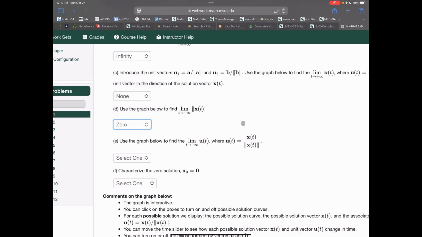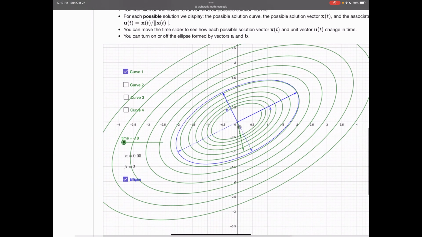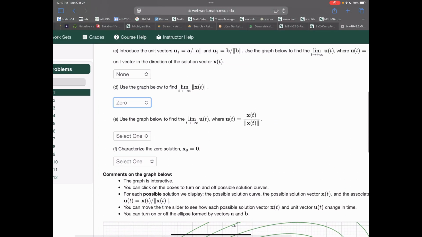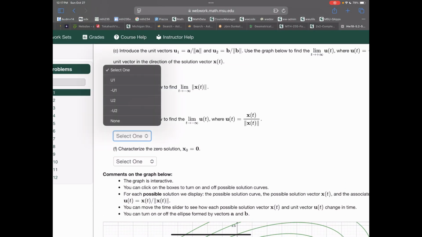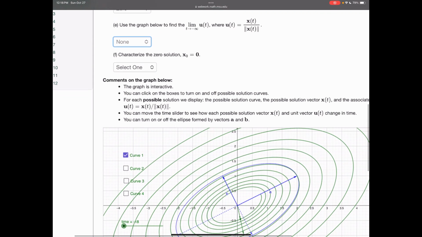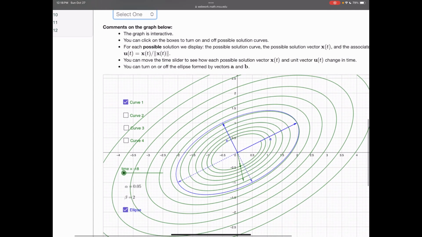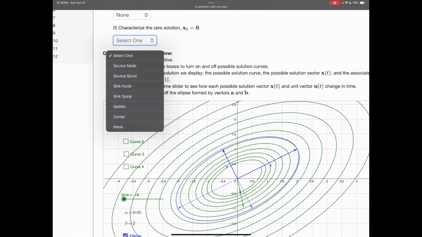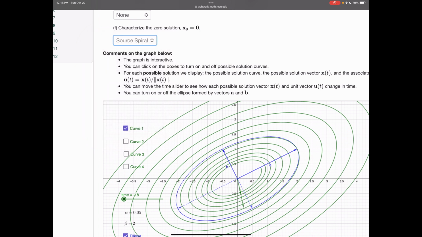What about the direction of the solution, the unit vector? Well, it's still going to spin forever, isn't it? Because we are in an ellipse. It does infinitely many turns. And then, characterize this solution. What is this solution? Well, there are names for these graphs, and the name corresponding to this graph, when we have a spiral going outside, is a source spiral. It is like the solution is going from the center to outside, and that's it.